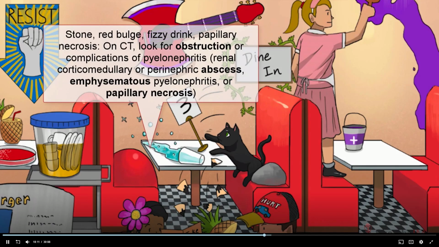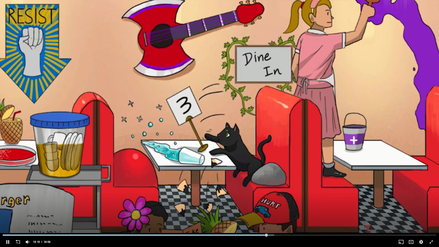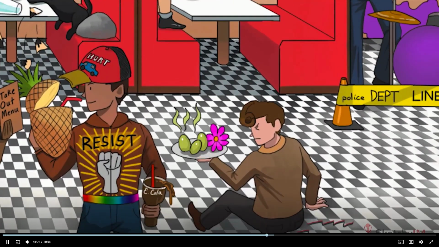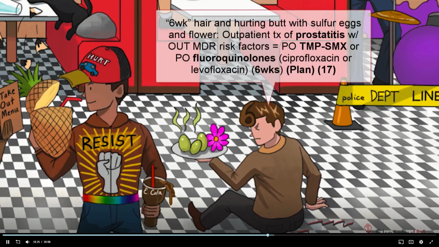These include renal or perinephric abscess, emphysematous pyelonephritis, or papillary necrosis, each symbolized at the boot in the back. All right, time to wrap this thing up with our last type of UTI, prostatitis. Take a look at this suave dude who just took a nasty spill right on the prostate.